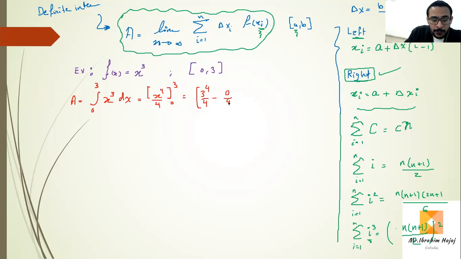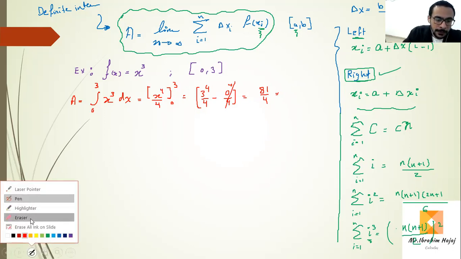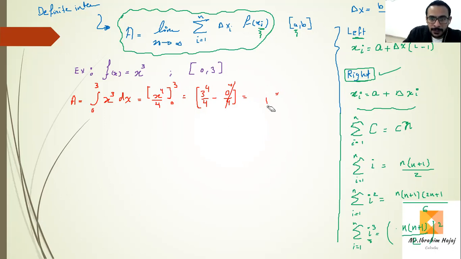Substitute first 3, plug in 3 first and then plug in 0. It's 3 to the power of 4 over 4 minus 0 over 4, and of course this is 0. 3 to the power of 4 is 81, over 4, right? I do not have a calculator here, so you have to calculate this for me, please. 81/4 is equal to 20.25, because here the answer can be a decimal.